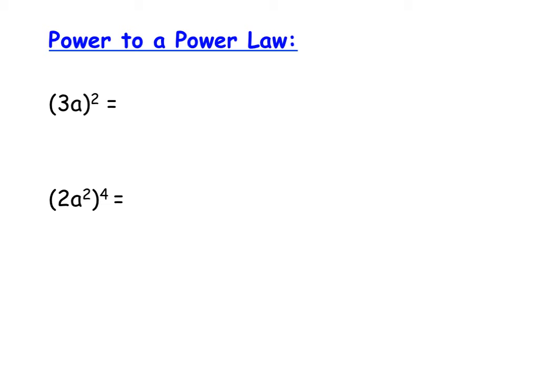So we have these two last examples. We have 3a in parentheses raised to the power of 2. So again, this squared is being applied to the 3, and it is being applied to the a. So we have to think 3 squared makes 9, and a squared makes a squared. For the second one, we have 2a squared in parentheses raised to the power of 4. So this power of 4 has to be applied to this 2, and it has to also be applied to this a squared. So 2 to the power of 4 makes 16, and a squared to the power of 4 is a power to a power, so 2 times 4, which is going to give us a total of 16a to the power of 8.